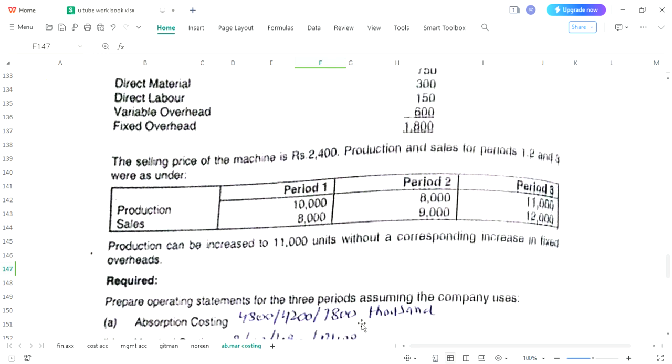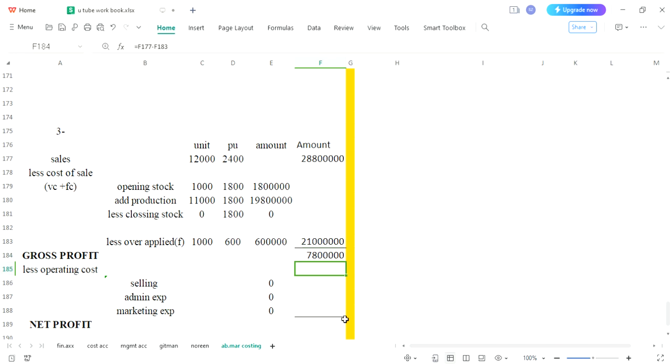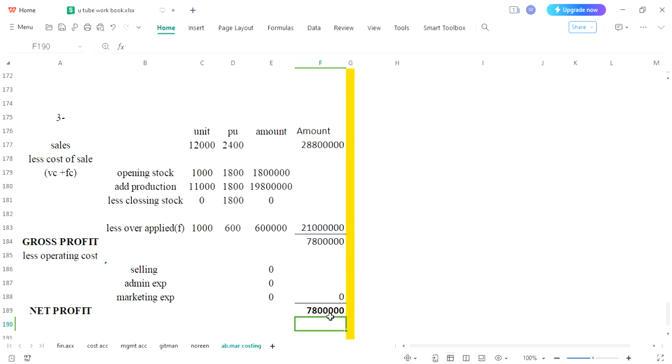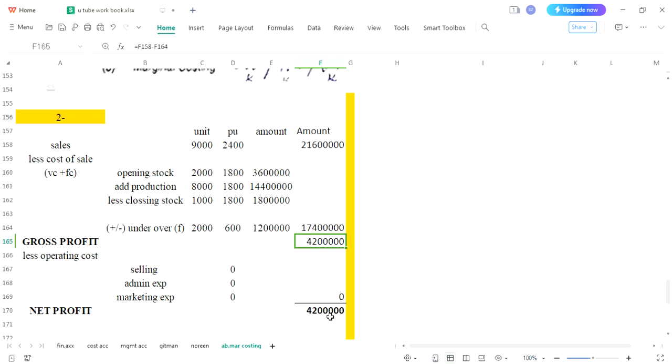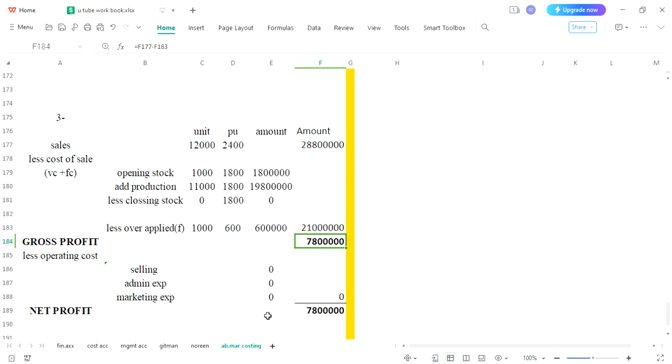For the third part, you can see your absorption costing. Third part 7800,000. So we have got our 7800,000 as there is no selling admin. Selling admin was 0. And to calculate net margin, you will subtract selling admin from gross profit. Gross profit was 7800 less nothing. So we have got our net margin which is 7800,000 and that is the answer we have now. Okay guys, in this way our third part is also completed and we can mark it as done. So in this way absorption costing all parts have been completed.